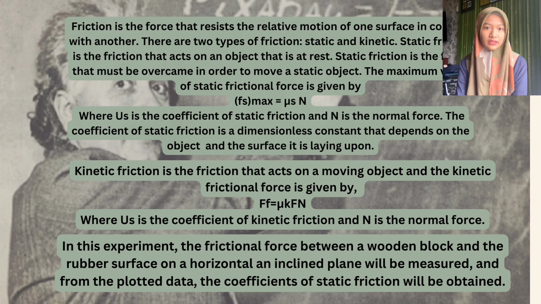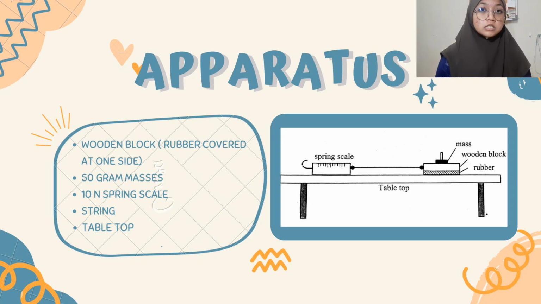In this experiment, the frictional force between a wooden block and the rubber surface on a horizontal and inclined plane will be measured, and from the plotted data, the coefficient of static friction will be obtained. For the apparatus, we use a wooden block which is rubber covered on one side, 50 gram masses, a 10 Newton spring scale, string and a tabletop.